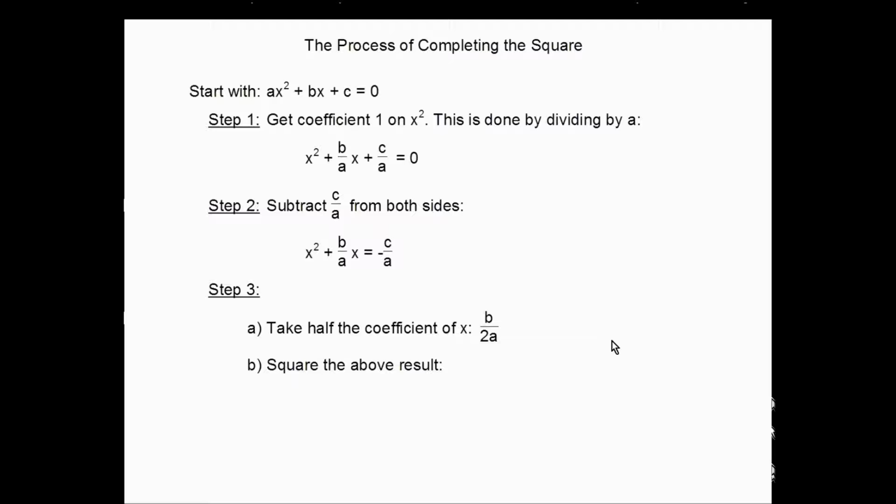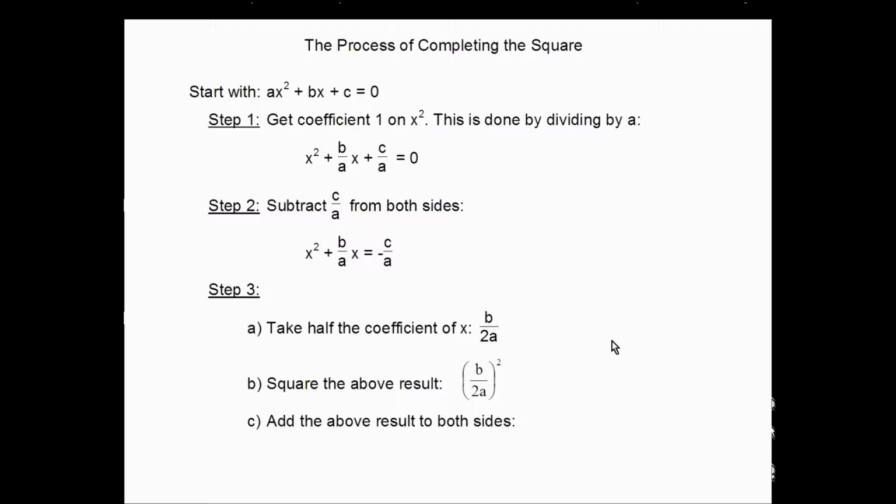Step 3b, square the above result. So you're going to have b over 2a squared. If you want to take it further, it's b squared over 4a squared. And then step C, add the above result to both sides. Okay, we're going to add it to both sides of where we left off. Remember, you're allowed to add the same thing you want to both sides of the equation. The real question is, is it useful? Believe it or not, adding b over 2a squared is going to be useful.